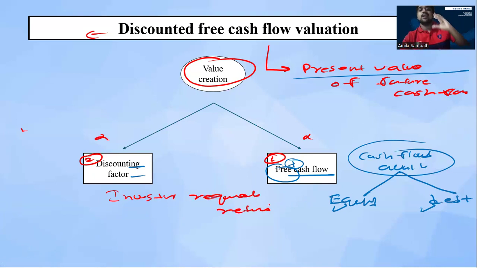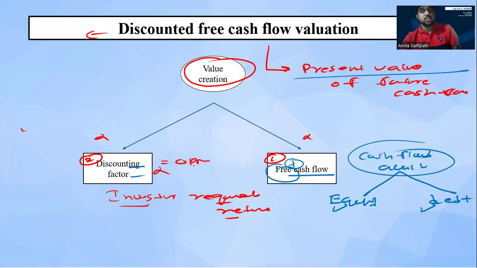We use this investor required return as our discounting factor, because we can't, based on our judgment, say that if we think 10% is our discount factor, then we can use 10% to get the present value of the future cash flows. There should be a definite rationale. We need to select the discounting factor based on rationale. Normally, for calculating the present value of the business free cash flow, we use the investor required return. Or we can say the discounting factor is similar to the opportunity cost of the investor's investment.